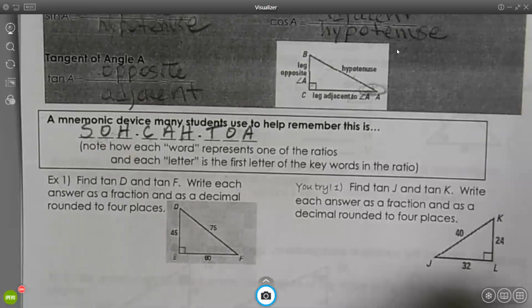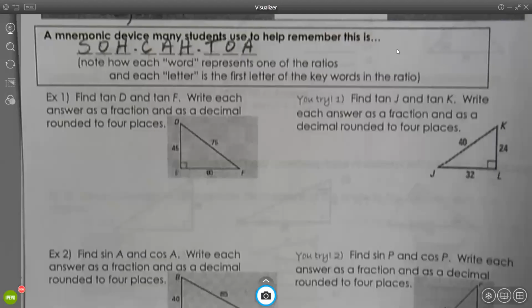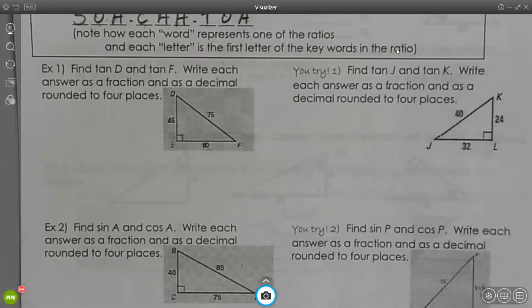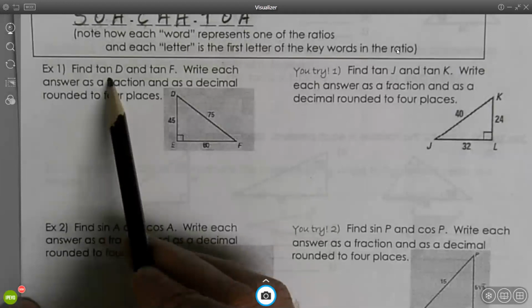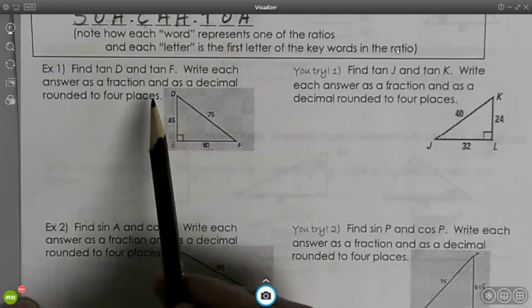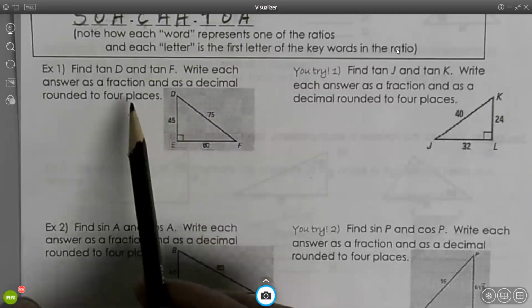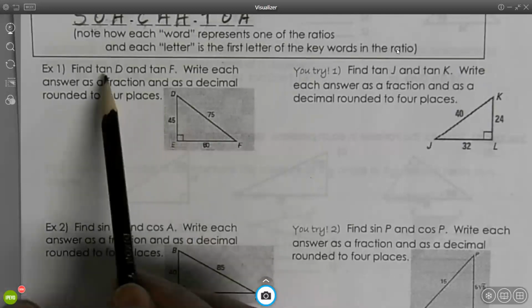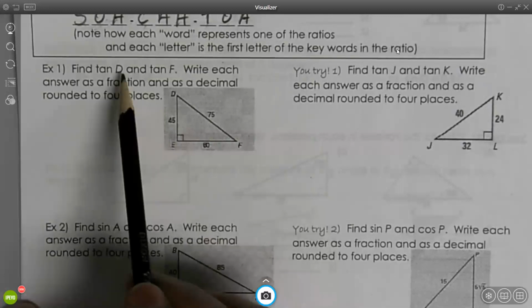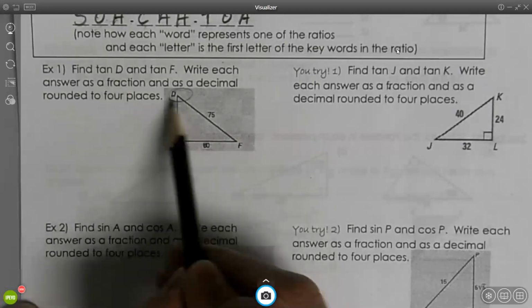So with these next few examples, we're not doing much with it, but it might be the way that a question could be phrased on the SAT. The SAT might say, find the tangent of D. What is the ratio for the tangent of D? So you first need to find where angle D is located. There it is, angle D.